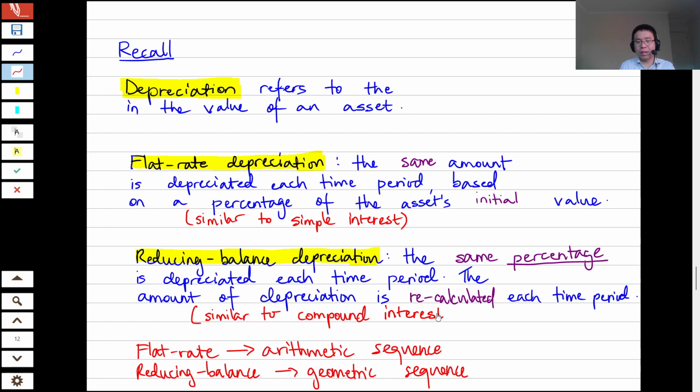So just as I said in the first video, when you're learning this for the first time, it's very easy to use the wrong sequence. If you're doing flat rate depreciation, you should use an arithmetic sequence. If you're doing reducing balance depreciation, you should use a geometric sequence. Therefore, in all of today's exercises related to depreciation, you should be using a geometric sequence.